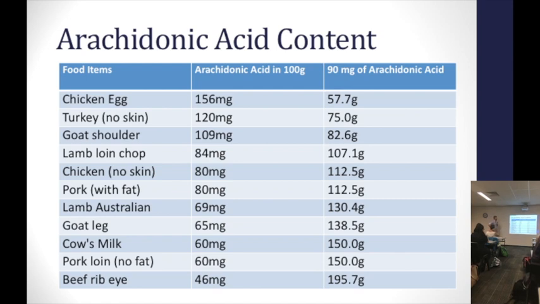Now, one particular researcher, Adams, 1999, I think, proposed that 90 milligrams per day of arachidonic acid was the upper limit for an anti-inflammatory diet. So we've all heard, prescribe a Mediterranean diet or prescribe an anti-inflammatory diet. 90 milligrams of arachidonic acid is classified as an anti-inflammatory diet.